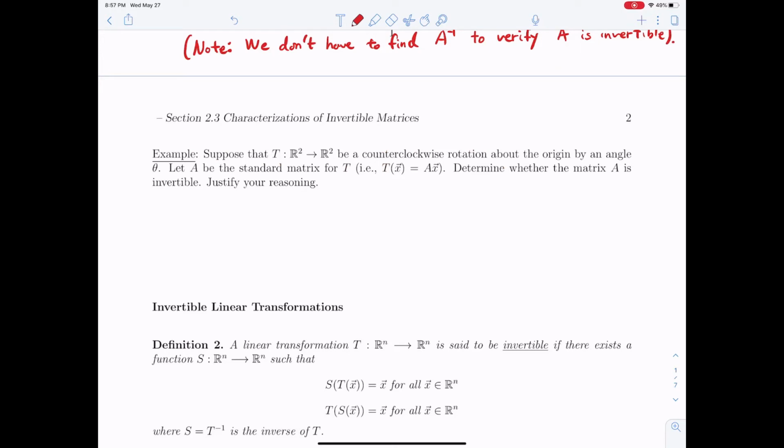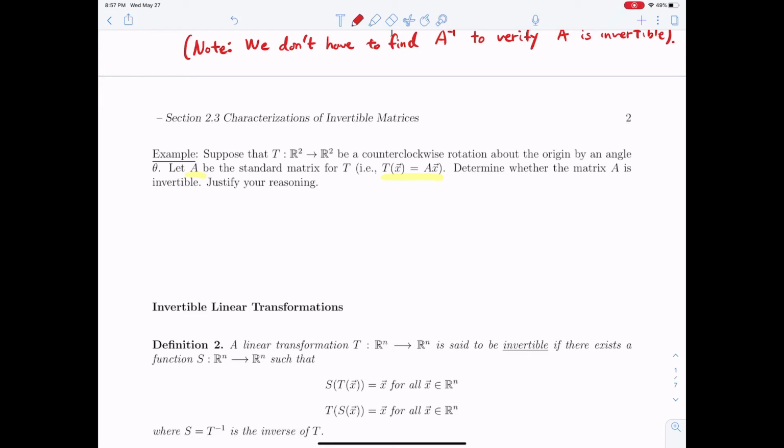Suppose that T is a counterclockwise rotation about the origin by the angle theta, and A is the standard matrix of T, so T of X is defined as A times X. So let's pause the video and determine whether the given matrix is invertible or not by using the theorem above.